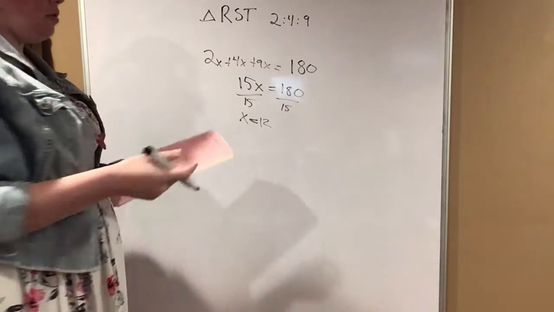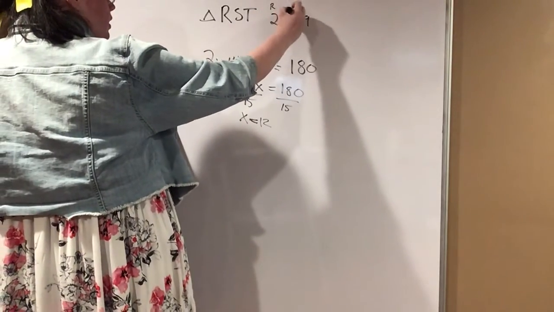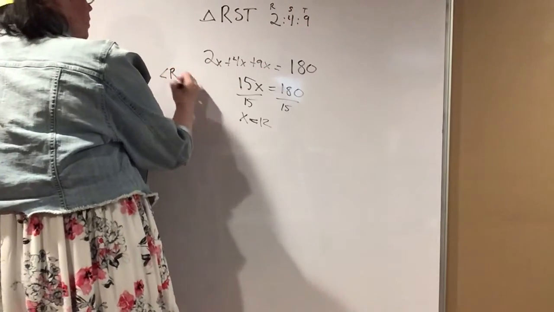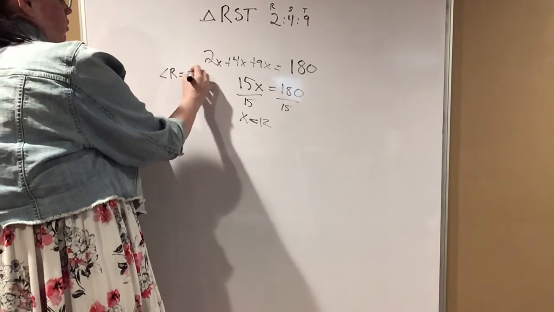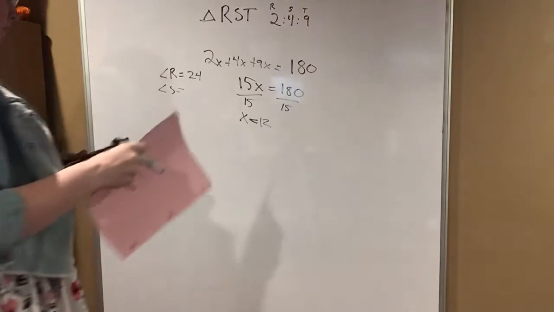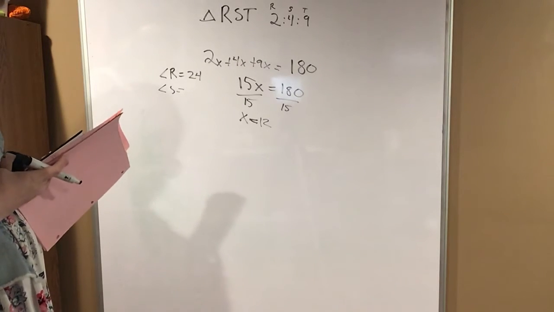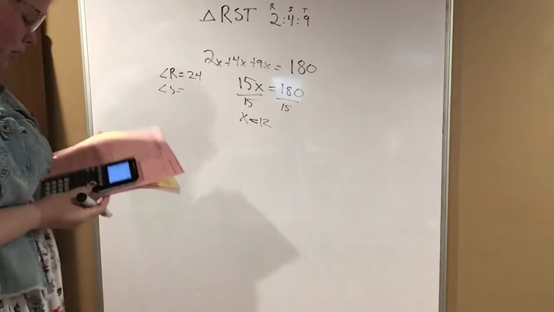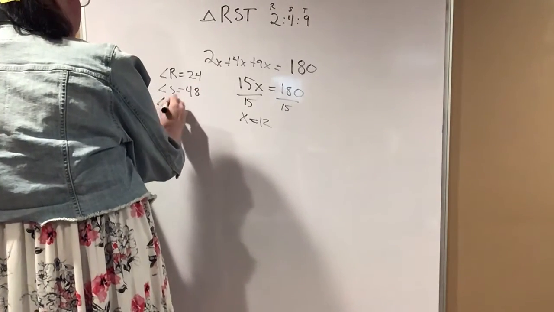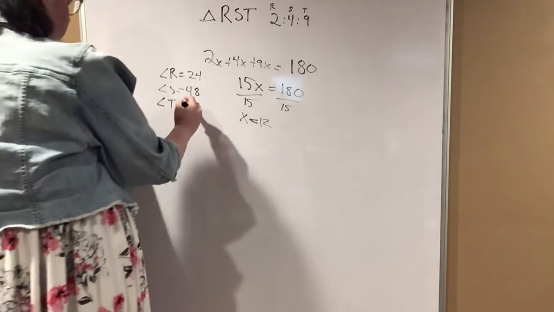Well, I'm just going to plug the number back in. So our first one is R and S and T. That's usually how it goes. So angle R would be 2 times 12, which is 24. Angle S would be 4 times 12, which is 48. And then angle T is 9 times 12, which is 108.